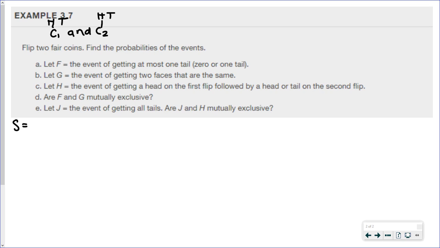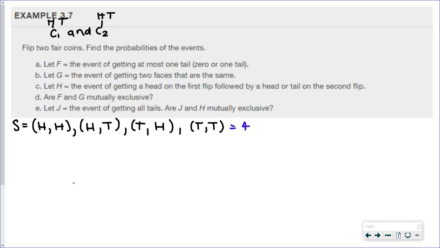I'm going to call it S. My first possibility is heads and heads. My second possibility is the first coin is heads and the second coin is tails. The next possibility is that the first coin is tails and the second coin is heads. And the next possibility is that the first coin is tails and the second coin is also tails. So here's my sample space. This is a total of 4 possible outcomes. Okay? So now let's look at letter A.